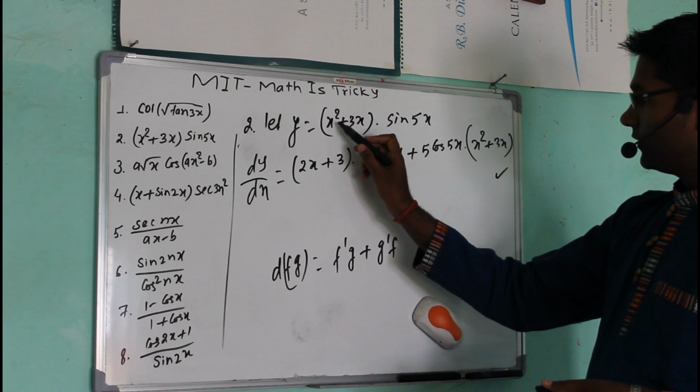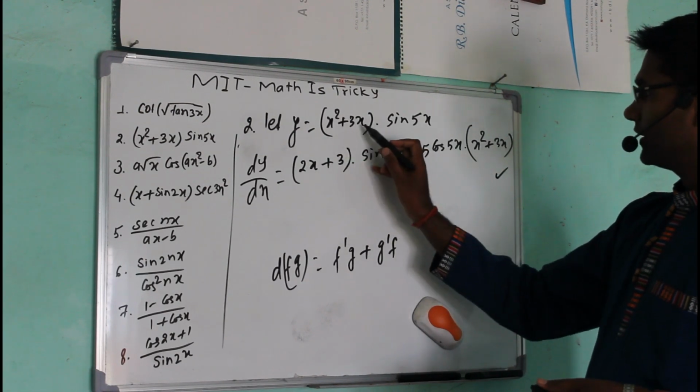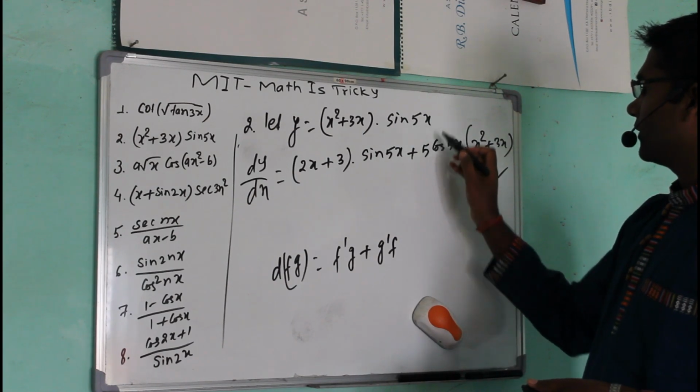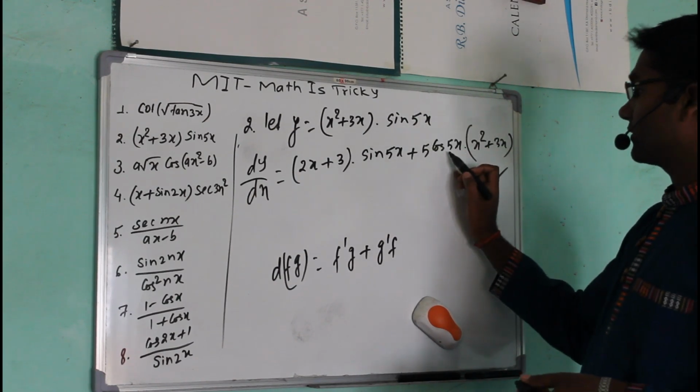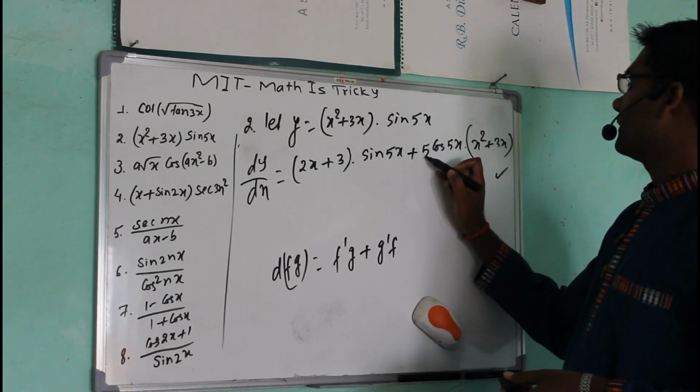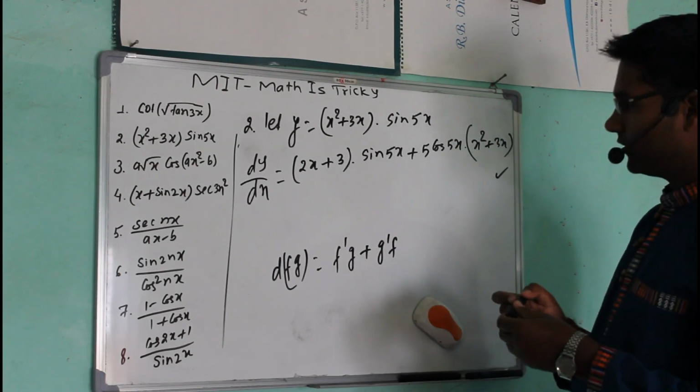Here I have used the derivative of the first: the derivative of x square is 2x, and the derivative of 3x is 3. Now the derivative of sin x is cos x, and the derivative of the angle will be here as well. And the second function stays, this is our answer.